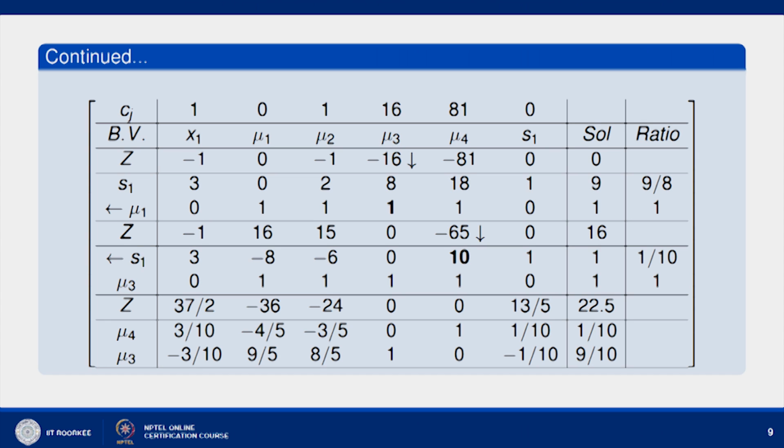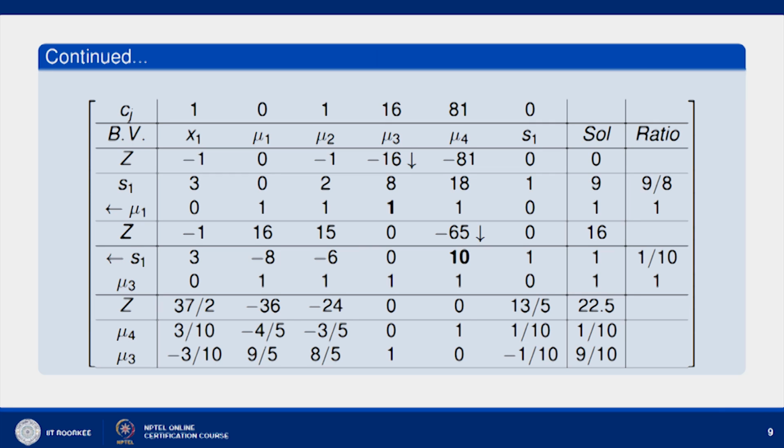And now, here also you can easily see that if you enter mu 4 here, because it is most negative, if you enter mu 4, so by the minimum ratio it is 9 upon 18, that is 1 by 2, okay, and it is 1 by 1, that is 1.